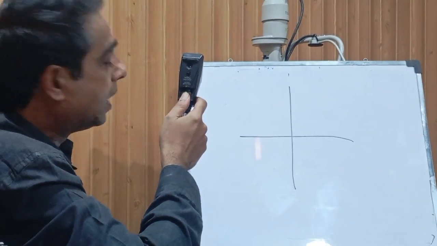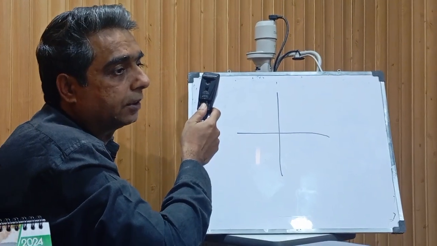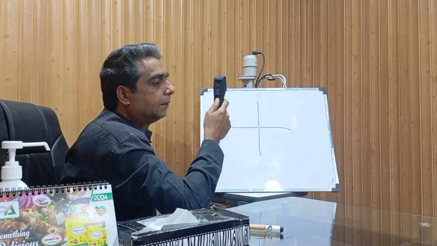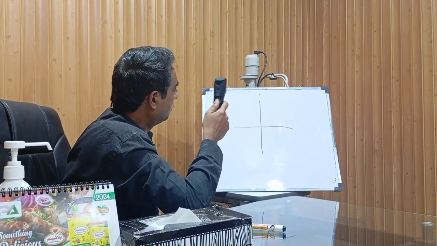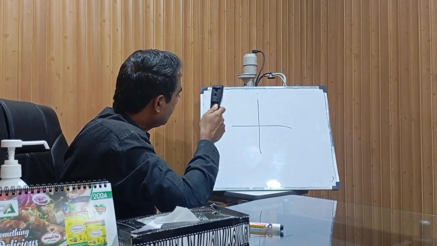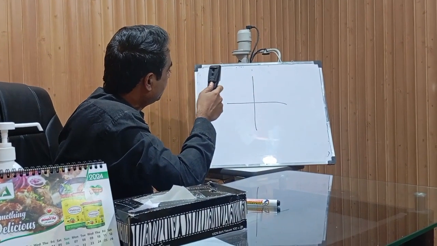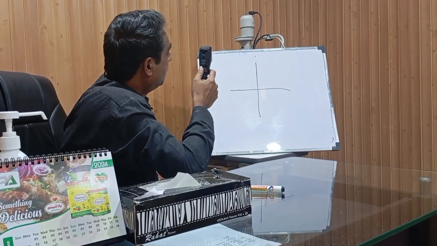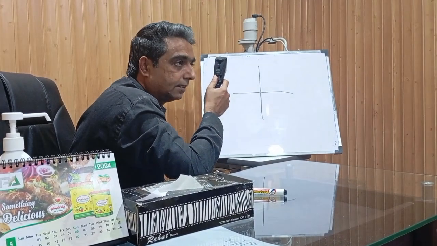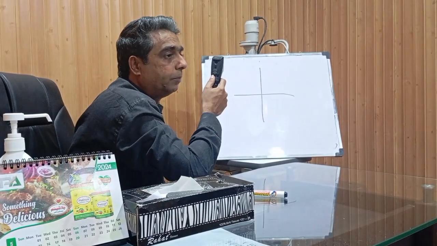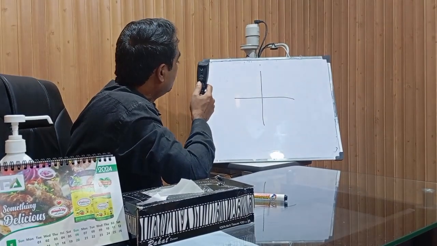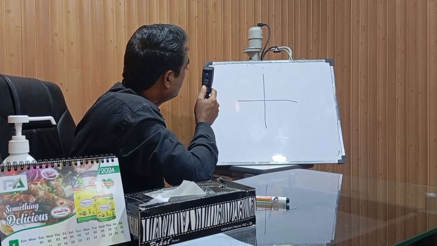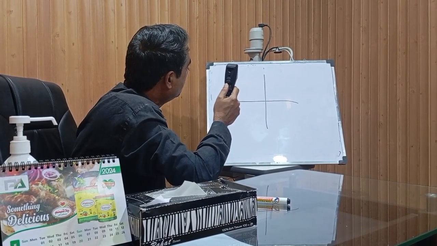Now, if the patient is hypermetropic, that is, if he has, for example, +2 or +3, again it will move with the movement of the retinoscope. Then we check it in the vertical meridian also. And if it is myopic, then it will move against the movement of the retinoscope. That is, the retinoscope will move, for example, from the left side to the right side, and the image will move in the opposite direction.